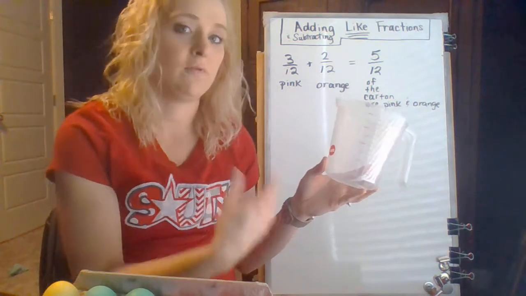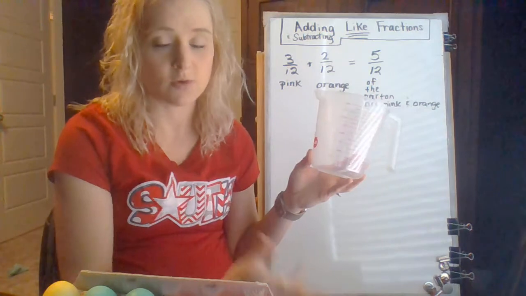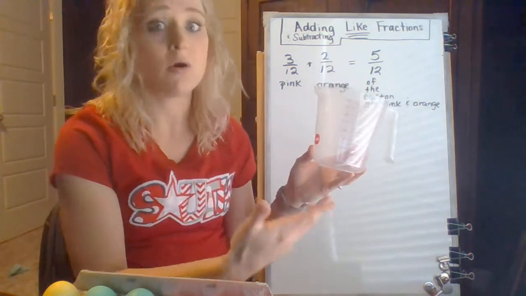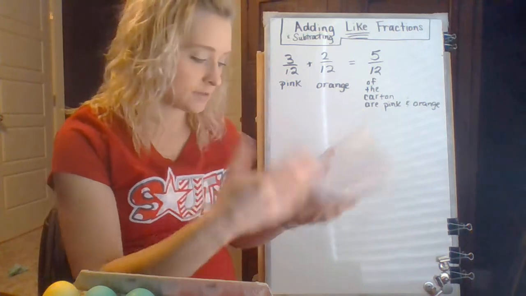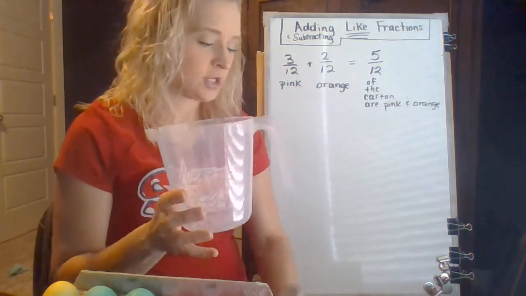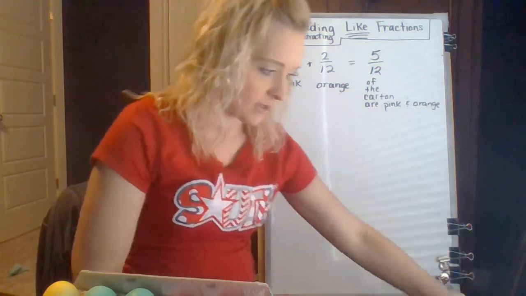Hopefully by now you've learned that when the numerator and denominator are the same, that's when you would have wholes. So 4/4 is a whole. And then the next whole would be 2 wholes, which would be 8/4, and so on. So that is also something that you might have in your kitchen that could help you understand adding and subtracting like fractions a little better.